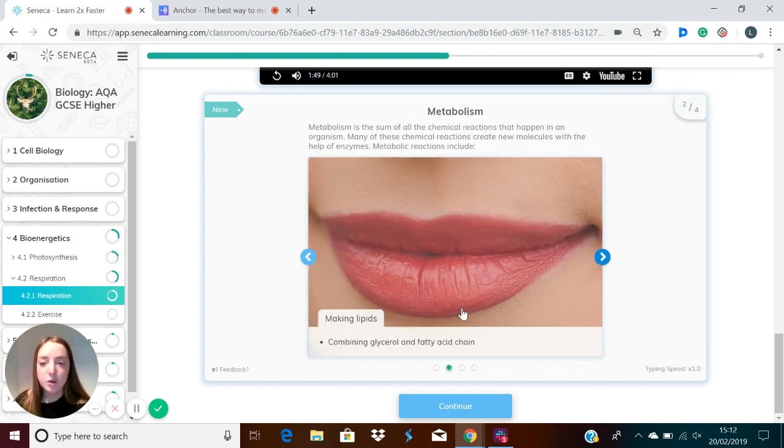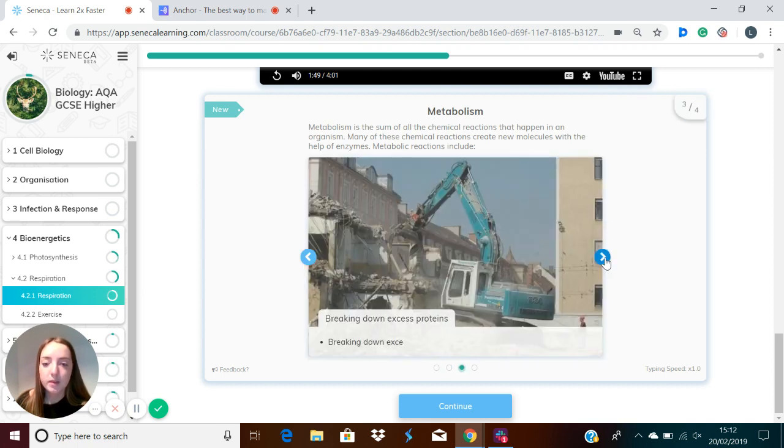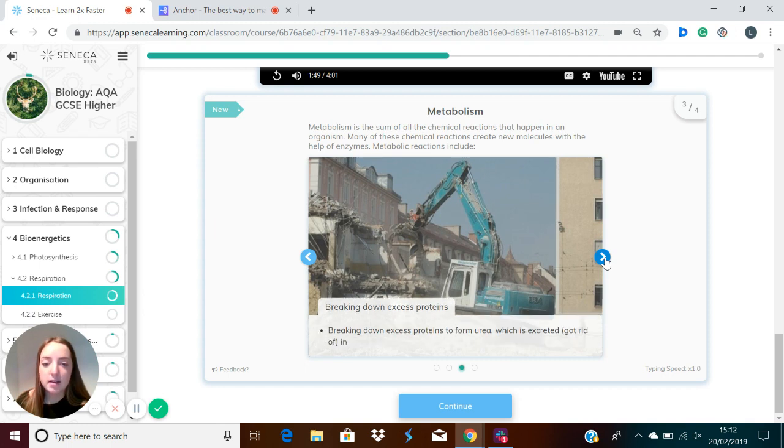In metabolism, you could also make lipids. This would be combining glycerol and fatty acid chains together to make lipid molecules. This could also be breaking down excess proteins, and this would form urea, which is excreted, which means it's got rid of in our urine. So the kidneys do this.